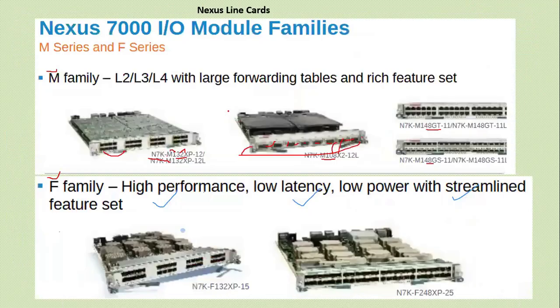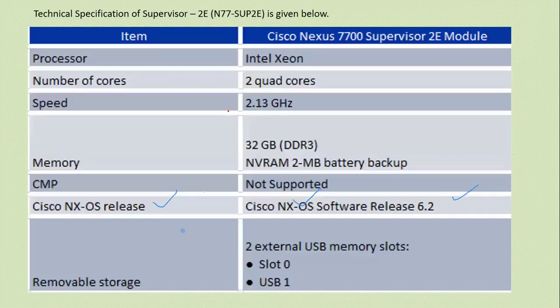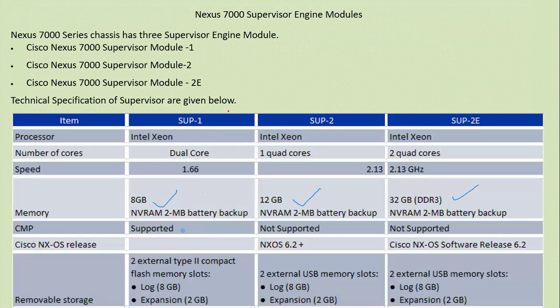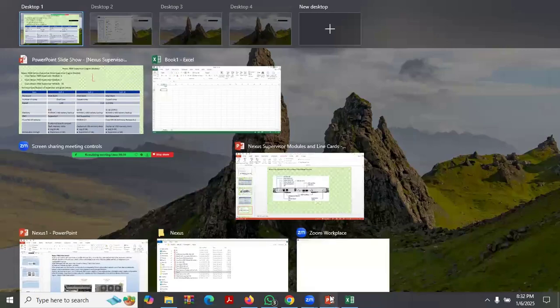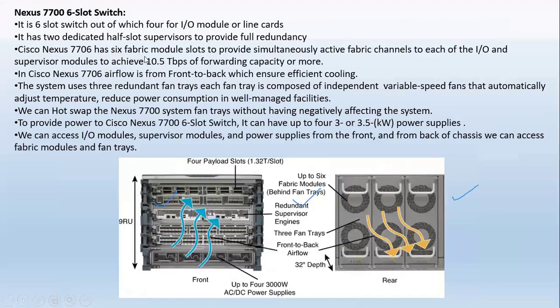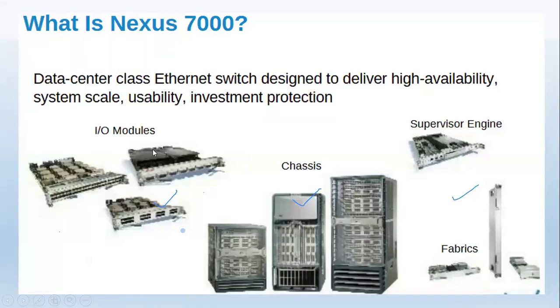So apart from this, what do we need? We need the supervisor in the Nexus chassis. Let me open another slide. So what do we need to prepare our Nexus? We need the input output modules, the chassis, and the supervisor engine or the fabric modules. Apart from that, we need the power supply and the fan tray. Our Nexus is ready. And it totally depends on the budget which we have.